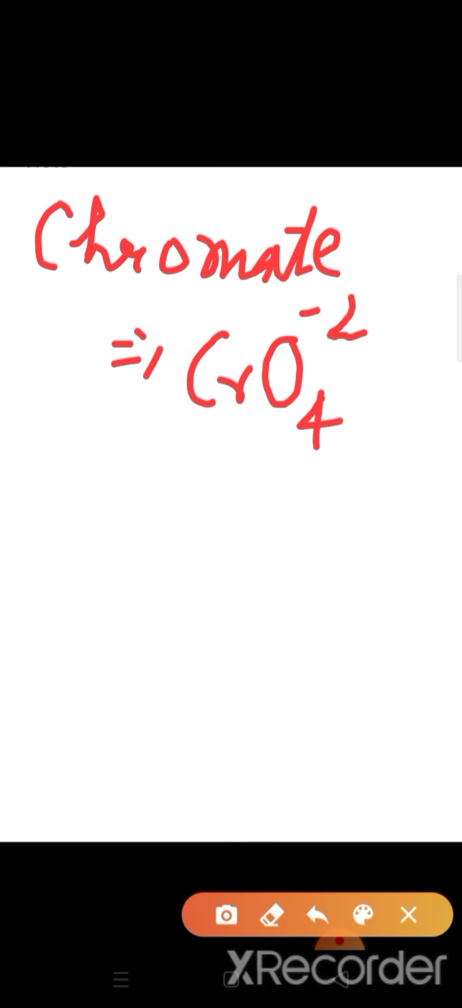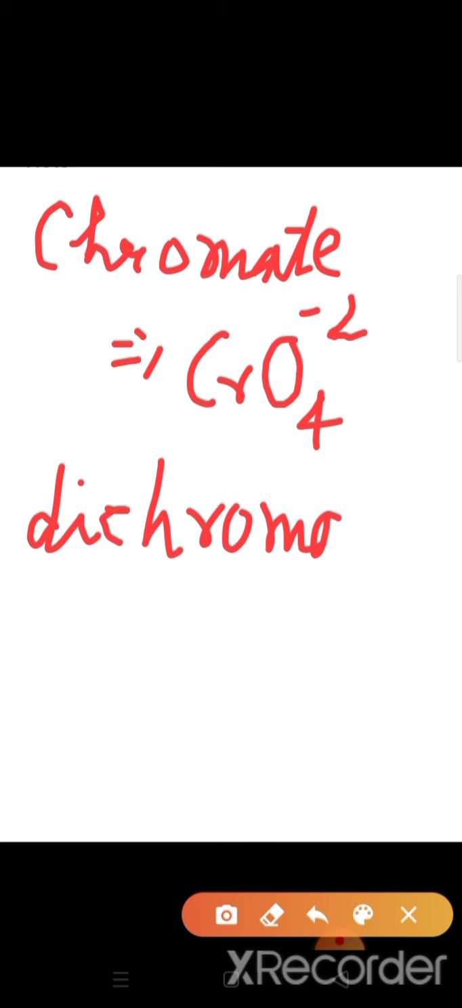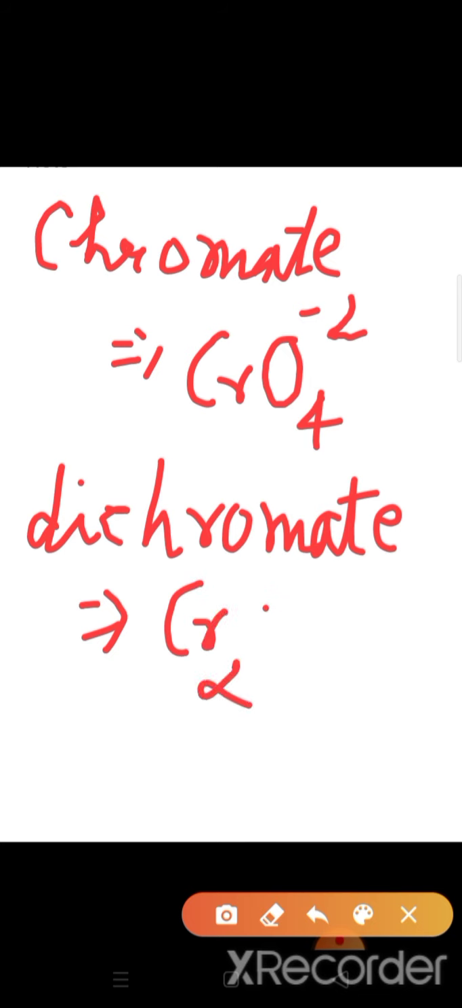Next one is dichromate. When two chromates are attached, one oxygen is lost and the formula becomes Cr2O7 double negative. Chromium with oxygen becomes chromate. The formula for chromate is CrO4 double negative, and for dichromate Cr2O7 double negative.